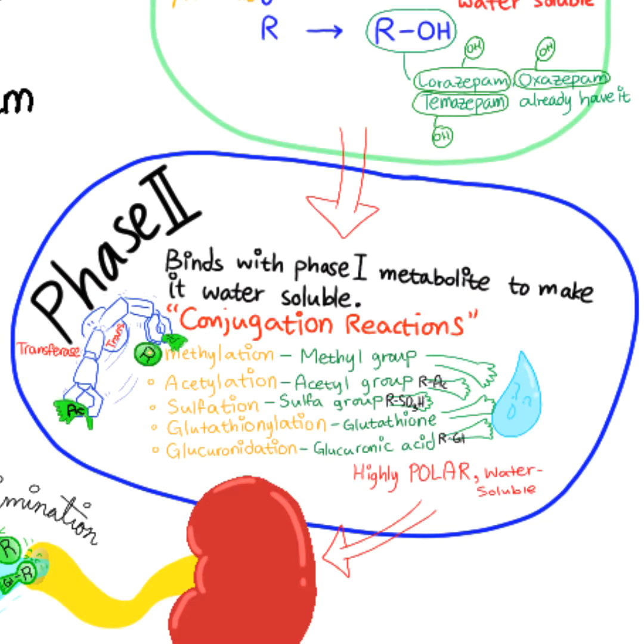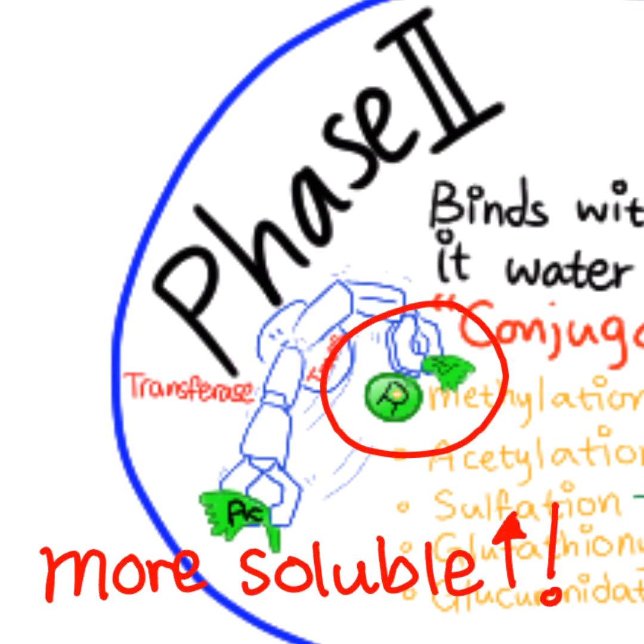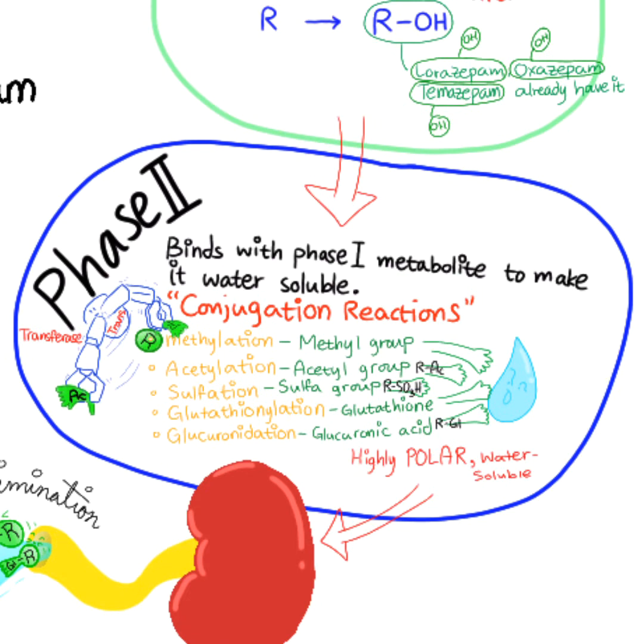In phase 2, conjugation molecules bind with the phase 1 metabolite to make it more soluble. These binding works are done by transferase. In this picture, the R is the metabolite and the leaf is the conjugating molecule. So this transferase attaches the metabolite to the conjugating molecule to make it more soluble. This attaching process is known as conjugation reactions.